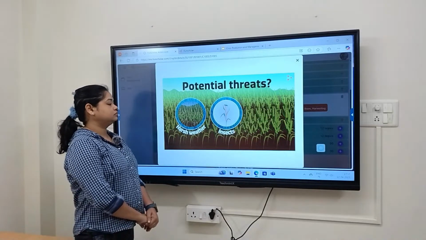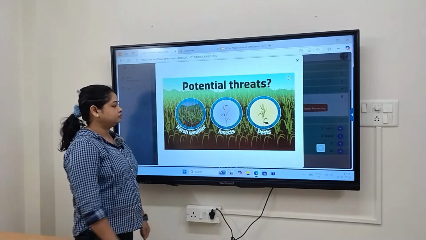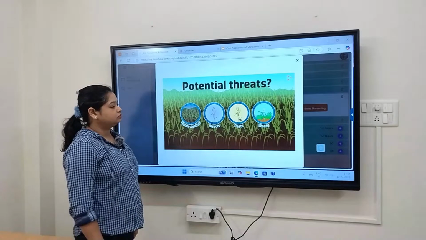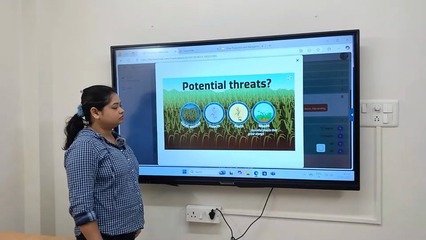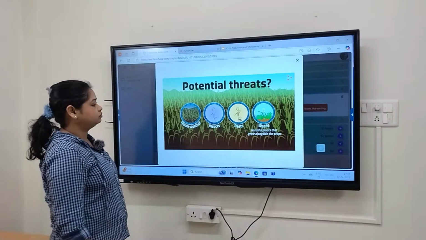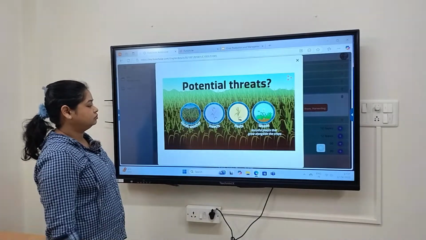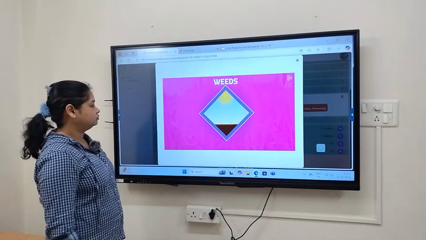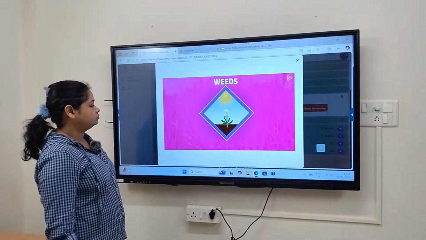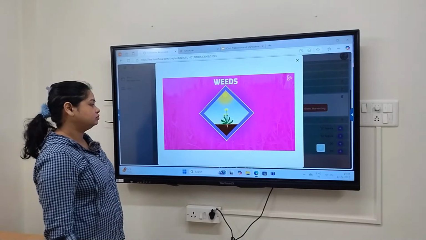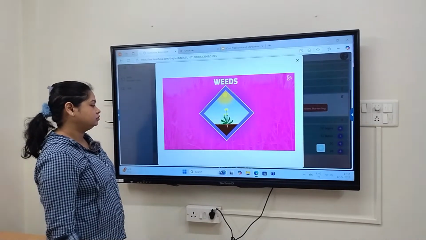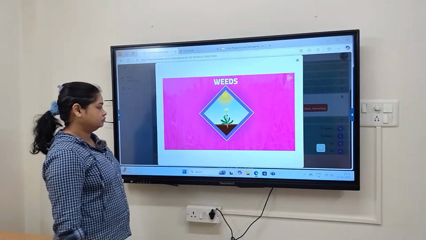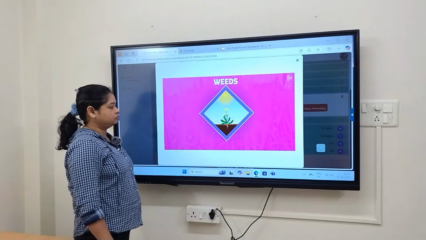Harsh weather, insects, pests, and what else? Weeds. That's right. Weeds are harmful plants that grow alongside the crops. Why are weeds considered to be a threat? It's because these plants too have roots which take up the nutrients from the soil and they compete for sunlight and water. This could seriously damage the crops, leaving them with little or no nutrients at all.